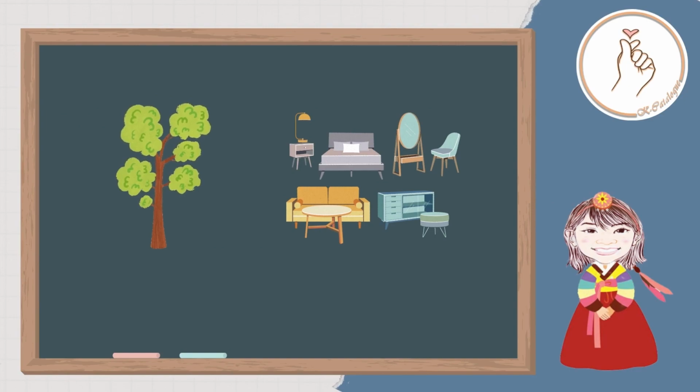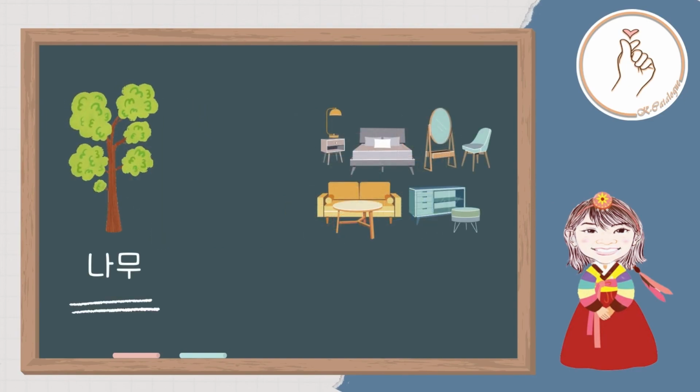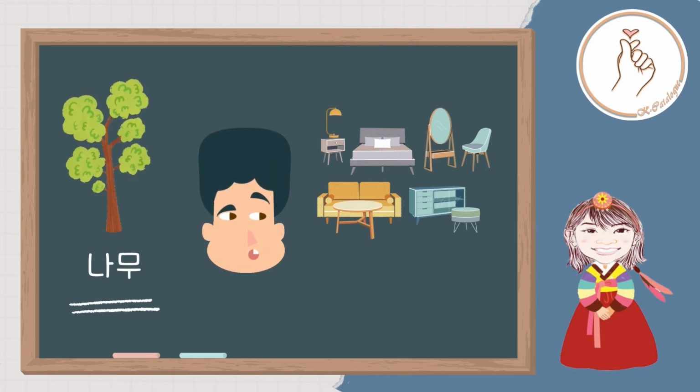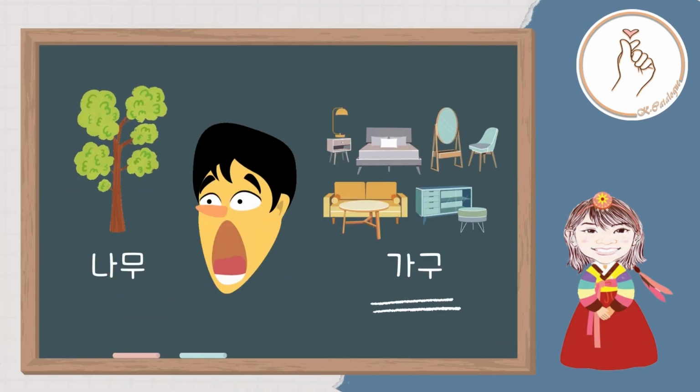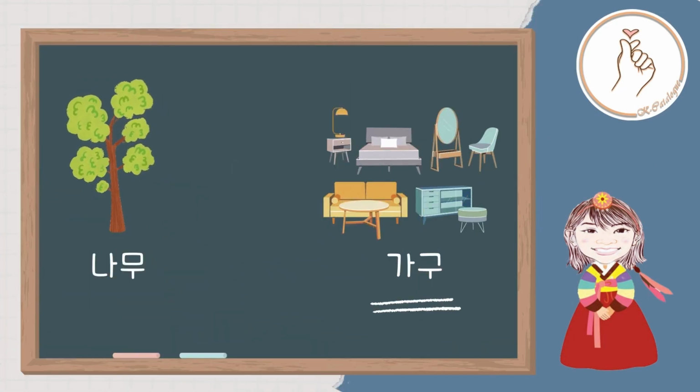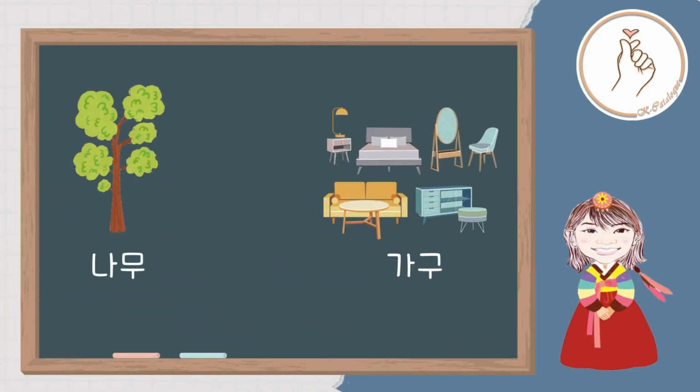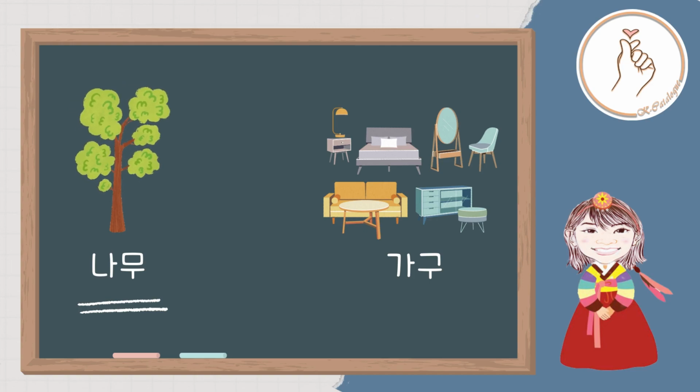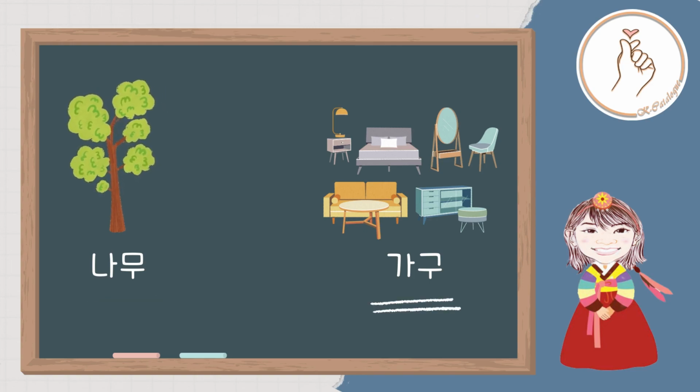Next slide, we have a tree and furniture. In Korean, namu and gagu. Nagmumura. Maybe you'll think those are bad words, but no. That is really what Koreans call a tree and furniture. So again, for tree, it's namu, and for furniture, it's gagu.